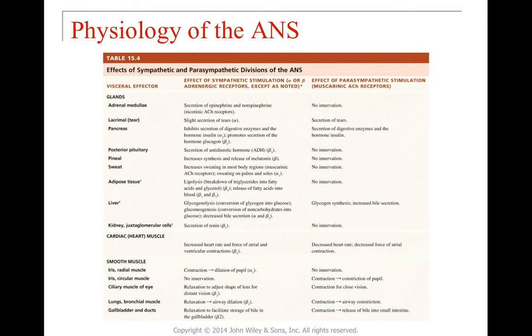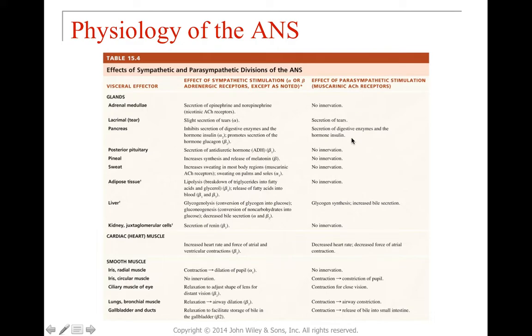Now, some things, like the lacrimal ducts, for example, will be able to respond to both. So there's a slight secretion of tears from the sympathetic, and a secretion of tears can occur from the parasympathetic nervous tissue. The pancreas, for example, we're going to have the opposite happen, basically. In the sympathetic stimulation, we're going to have an inhibition of digestive enzymes. However, we're going to increase the secretion of the hormone glucagon, which is going to be involved in blood glucose levels.